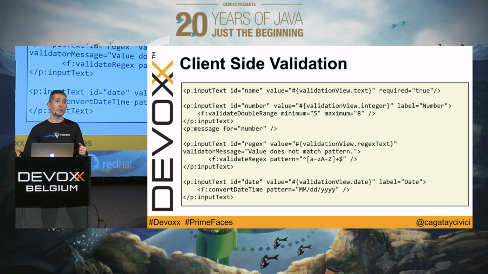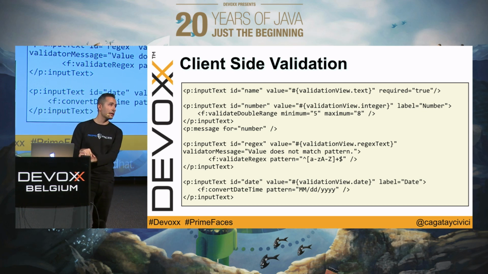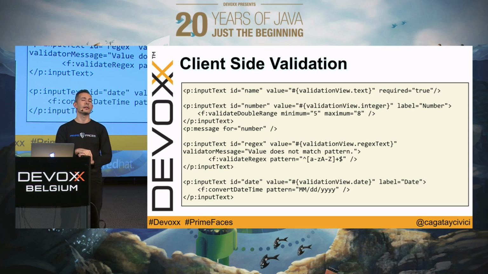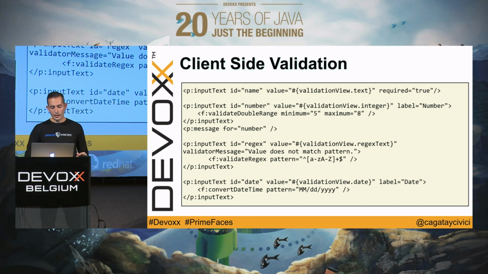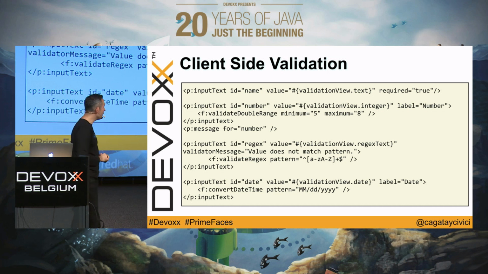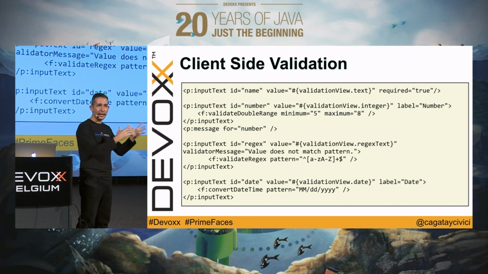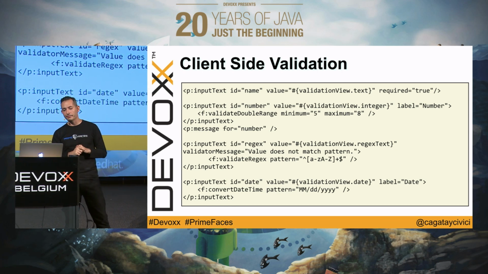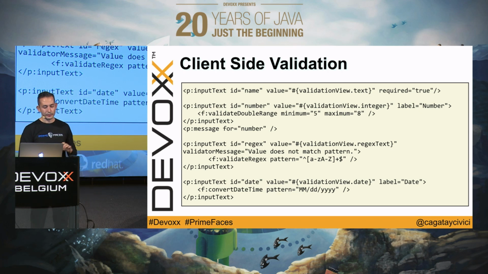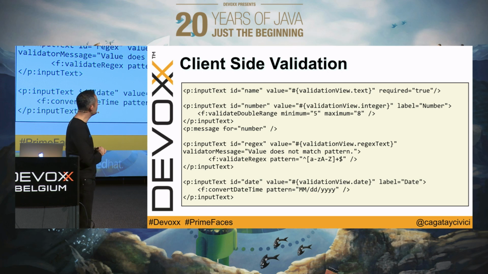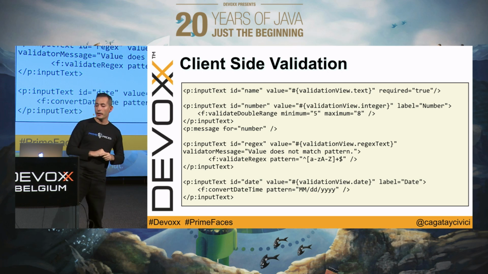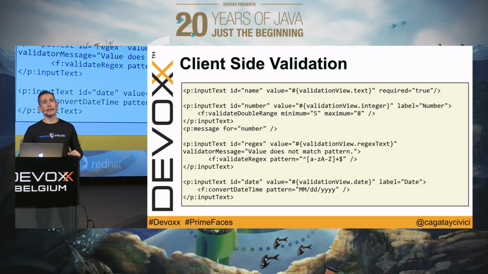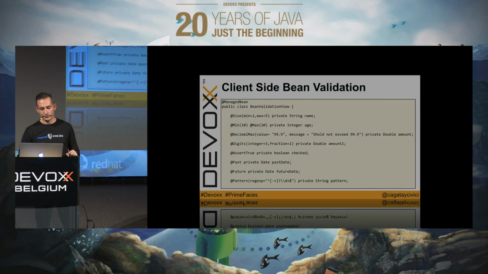It's quite easy to use because you don't need to do anything. You just need to say enable client-side validation. You can, of course, disable it at any level you want. So in JSF, we have these attributes like required, saying that that field cannot be empty, or validate double range, or for dates, we have converters and so on. So these tags do their job on the server side. But in PrimeFaces, they can also do it on the client side.